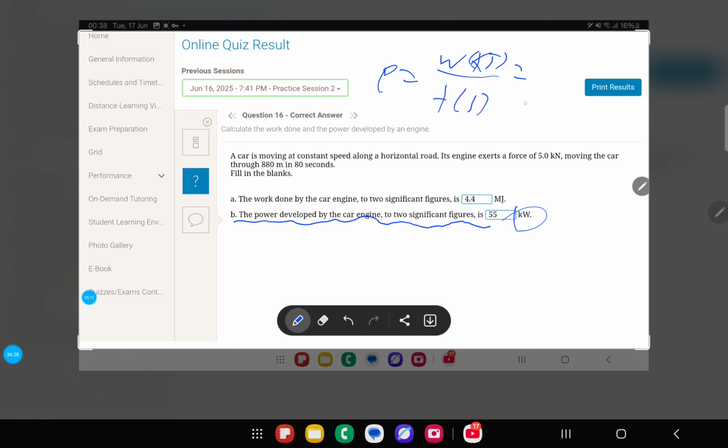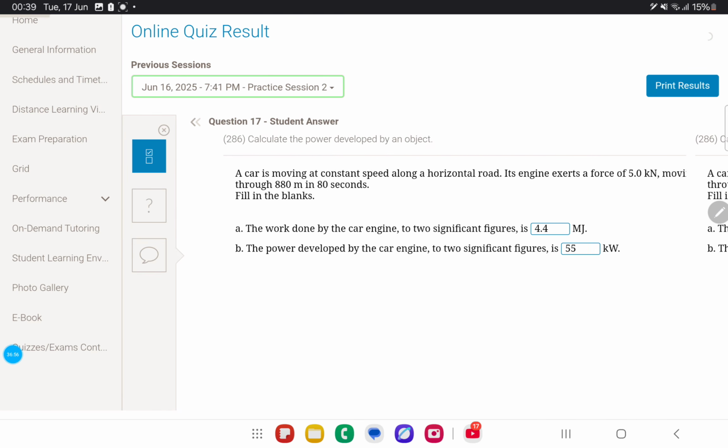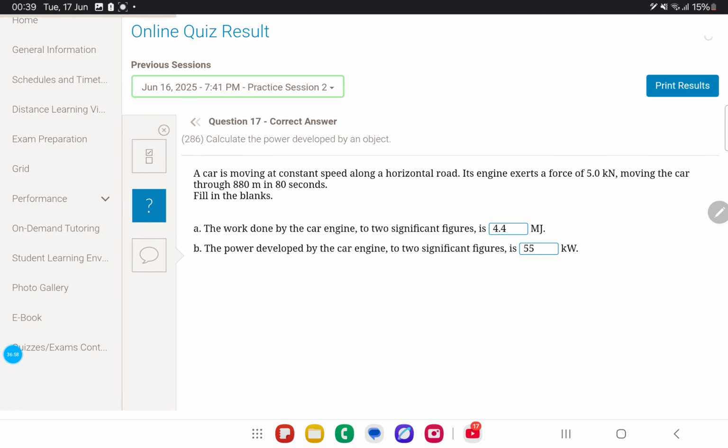So now, work in kilojoules, you just put it directly. You got it as 4,400 before you convert it to mega, because it's 4.4 megajoules. So 4,400 kilojoules over time in seconds. So 4,400 divided by 80 is 55 kilowatts. That's part B. Now for the last question, question 17.